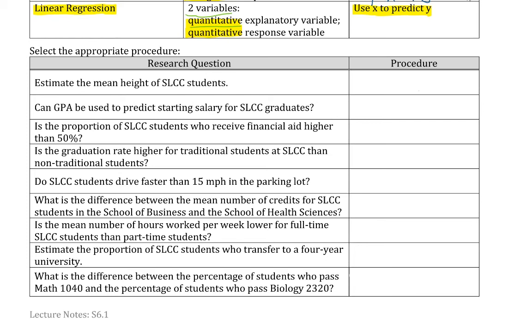In our first research question, we're asked to estimate the mean height of SLCC students. Notice that the mean height is a quantitative variable, and we're being asked to estimate this quantitative variable. To estimate a quantitative variable, we would use a one-sample t confidence interval for the mean. It's important to notice that whenever we want to estimate a variable, this is always when we use a confidence interval. But because ours is a quantitative variable, that's why we're looking at a t confidence interval.